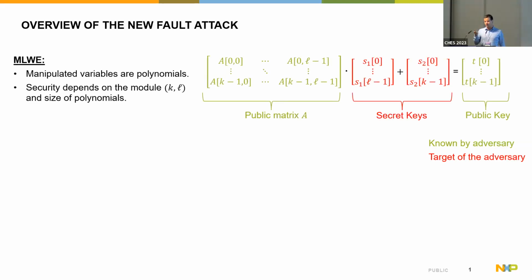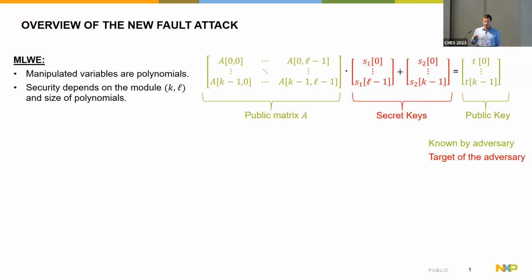Also, in the presentation, I will use some color codes. Everything that is green is known by the adversary, so the signature, the released signature, is given to the adversary, and what is in red is secret keys or ephemeral secret material. The paper is about Dilithium, and Dilithium is based on MLWE. In MLWE, you basically have a big public matrix, where all the coefficients are polynomials, and then you multiply that with some secret key, you add another secret key, and then you end up with the public key, which of course is public.